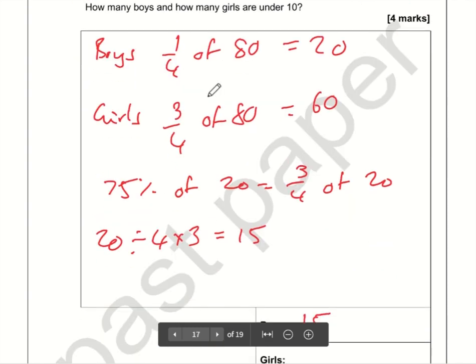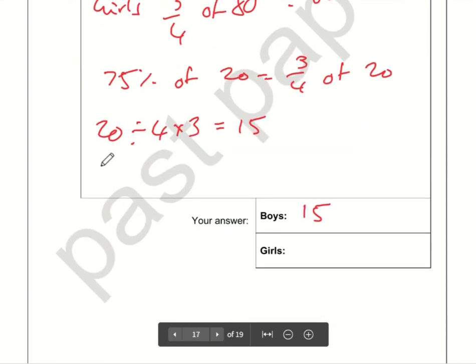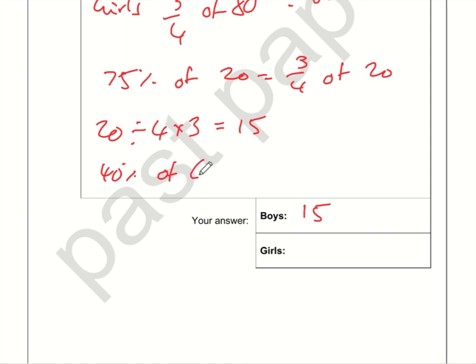And for girls, what was the percentage? It was 40% of 60. So what is 40% of 60? Well, our calculation for this is 60 multiplied by 0.4. 0.4, this is the percentage multiplier for 40%. If it's easier to see it as 0.40, then that's okay. That 0 doesn't need to be there though. The percentage multiplier is always the decimal equivalent of the percentage amount. It's this number here divided by 100. And 60 times by 0.4 is 24. So 15 boys and 24 girls.